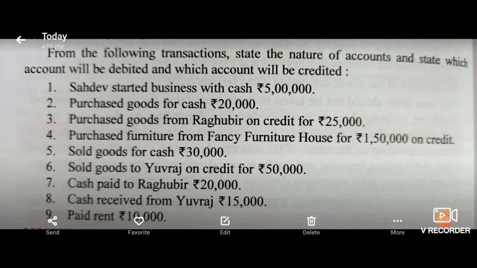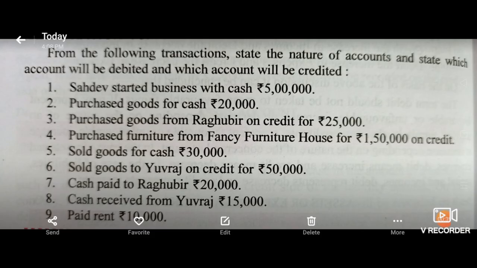See this problem now. From the following transactions, state the nature of accounts and state which account will be debited and which account will be credited. First, Sahadev started business with cash rupees 5 lakhs. Second, purchased goods for cash rupees 20,000. Third, purchased goods from Raghuvir on credit for rupees 25,000. Fourth, purchased furniture from Fancy Furniture House for rupees 1,50,000 on credit.